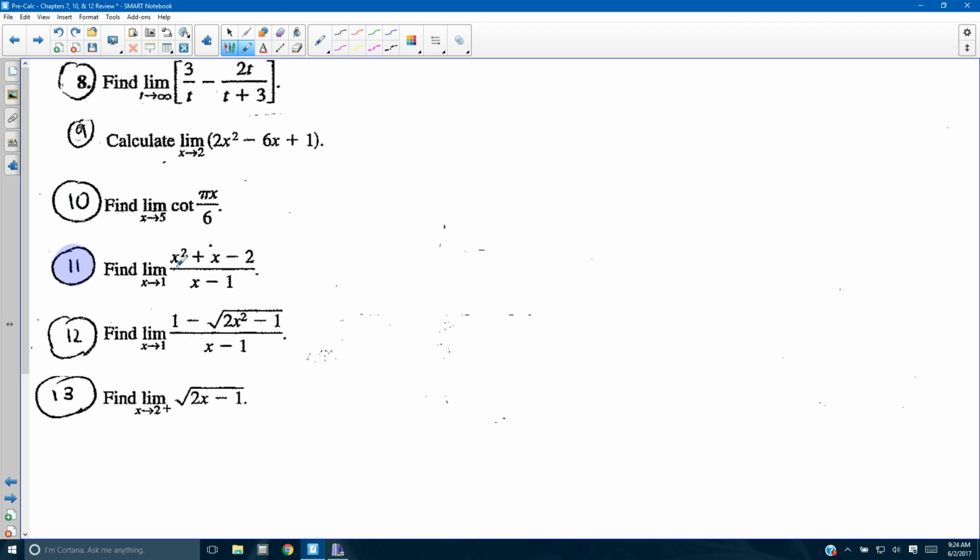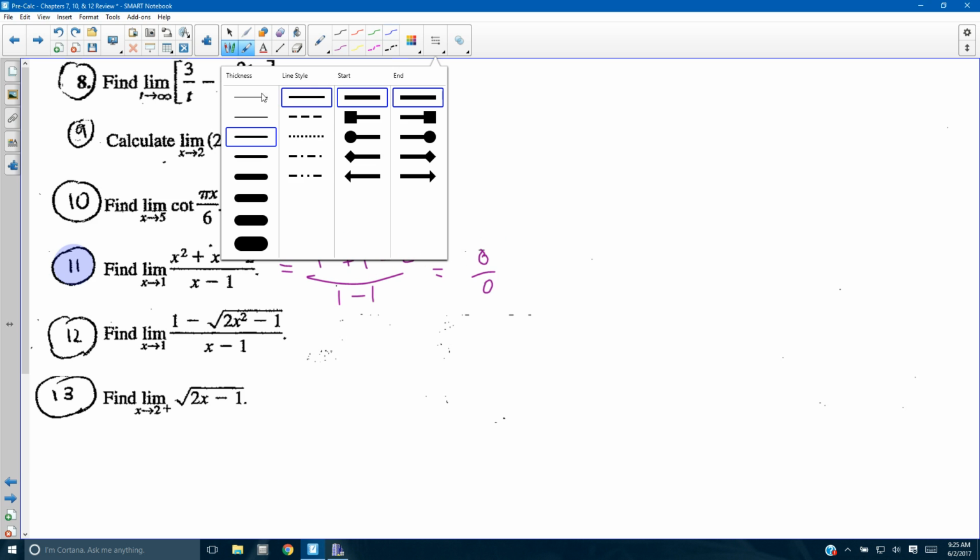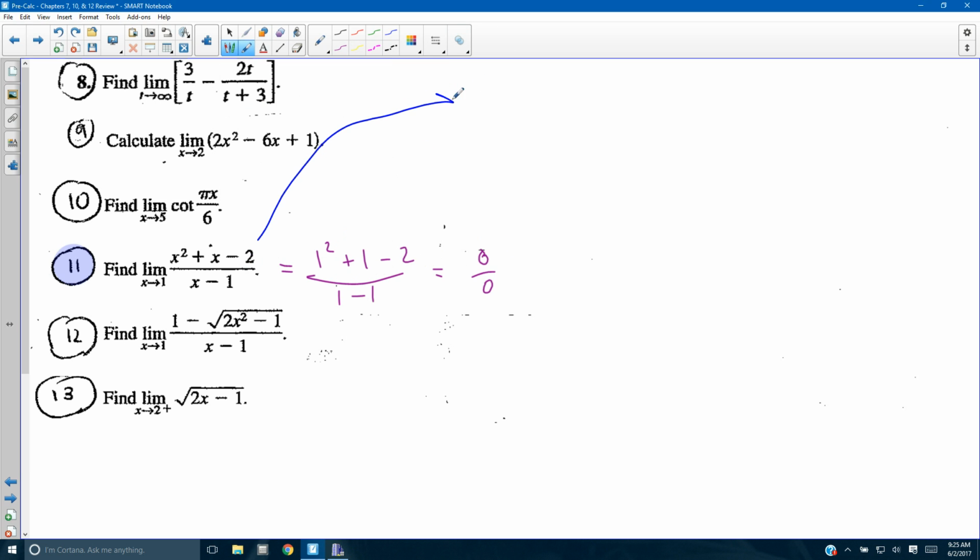Number 11, find the limit as x approaches 1 of this stuff here. This is a rational function. Let's test it first and see if we get a defined value. If we don't, we're going to have to do extra work if we can. 1 plus 1 is 2, minus 2 is 0. 1 minus 1 is 0. We have an indeterminate, which means there's a hole, and we can see what it would have been approaching from both the left and right side if there wasn't this hole. So we can recreate this equation without the hole and then substitute in 1. On top, x squared plus x minus 2 factors to x plus 2 times x minus 1. This is the limit as x approaches 1.